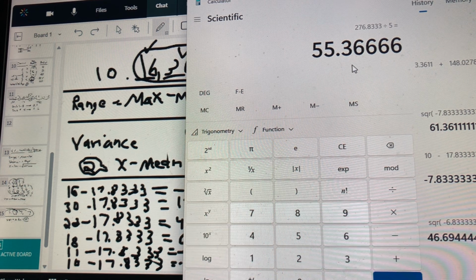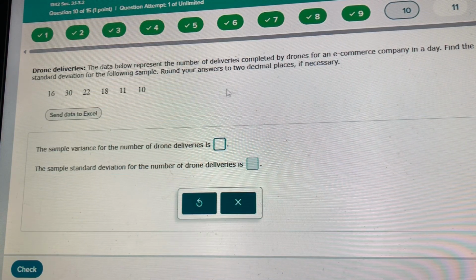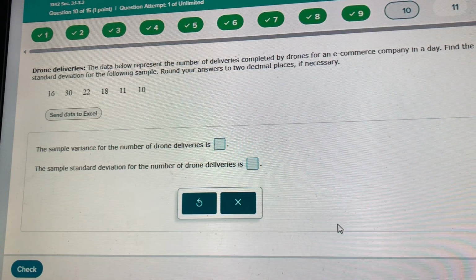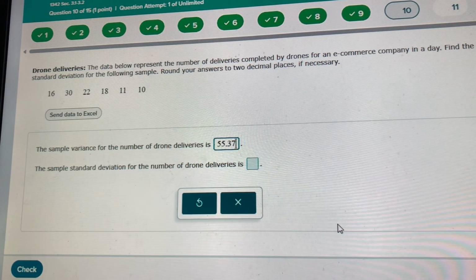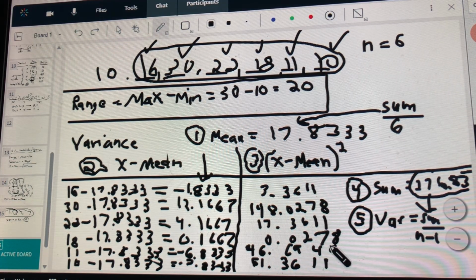55.36666, or maybe 55.4. Oh, they want 2 decimals. Okay. 55.37. So that can be hard to get, because you have to remember all 5 steps, and sometimes there are messy decimals like this.